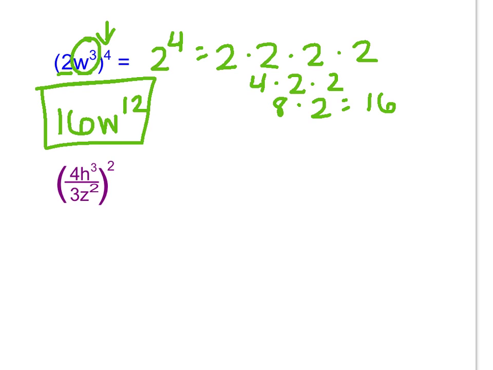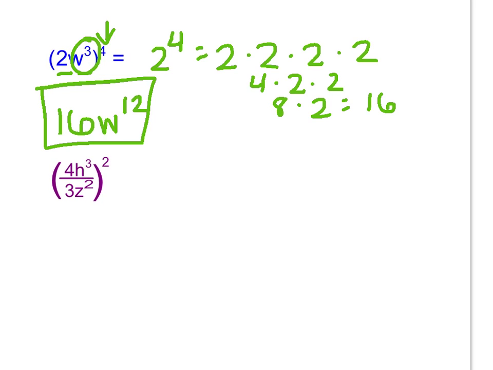The same thing is going to happen on the bottom one, but we have both. It's a fraction. We have a numerator and a denominator. So what that means is I need to do every single part inside of that parenthesis to the 2nd power. So I'm going to start on the numerator. If I have 4 squared, I get 16. And then I have to do h to the 3rd power squared. So I multiply those exponents, which is going to be h to the 6th power.